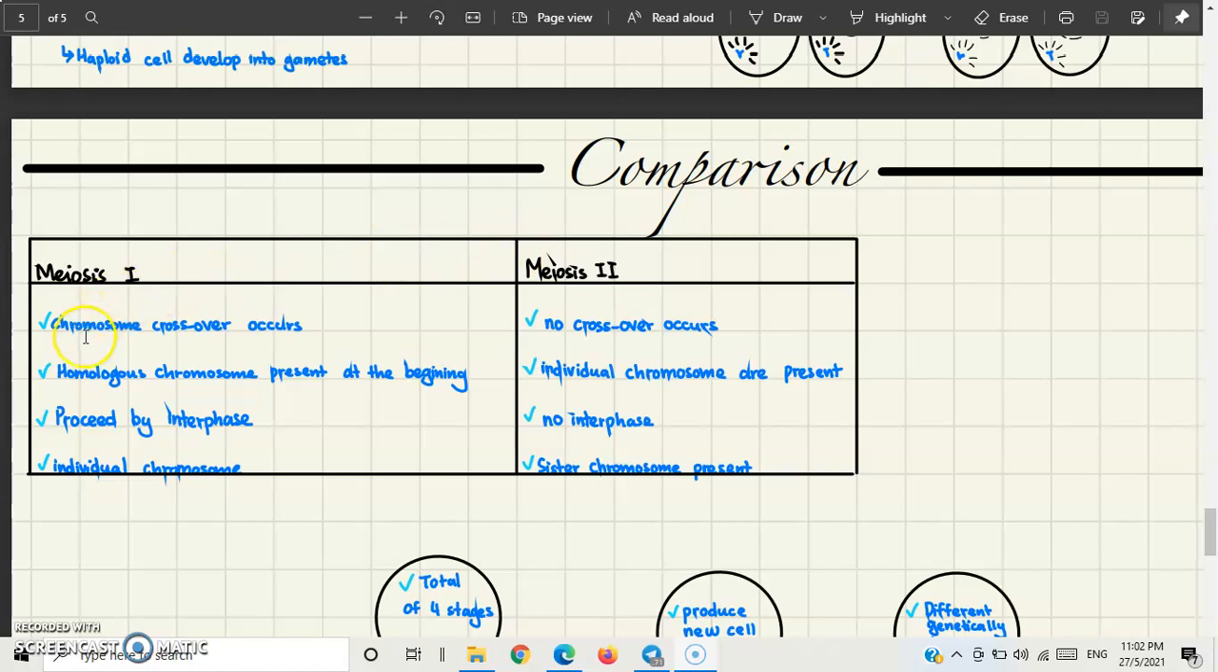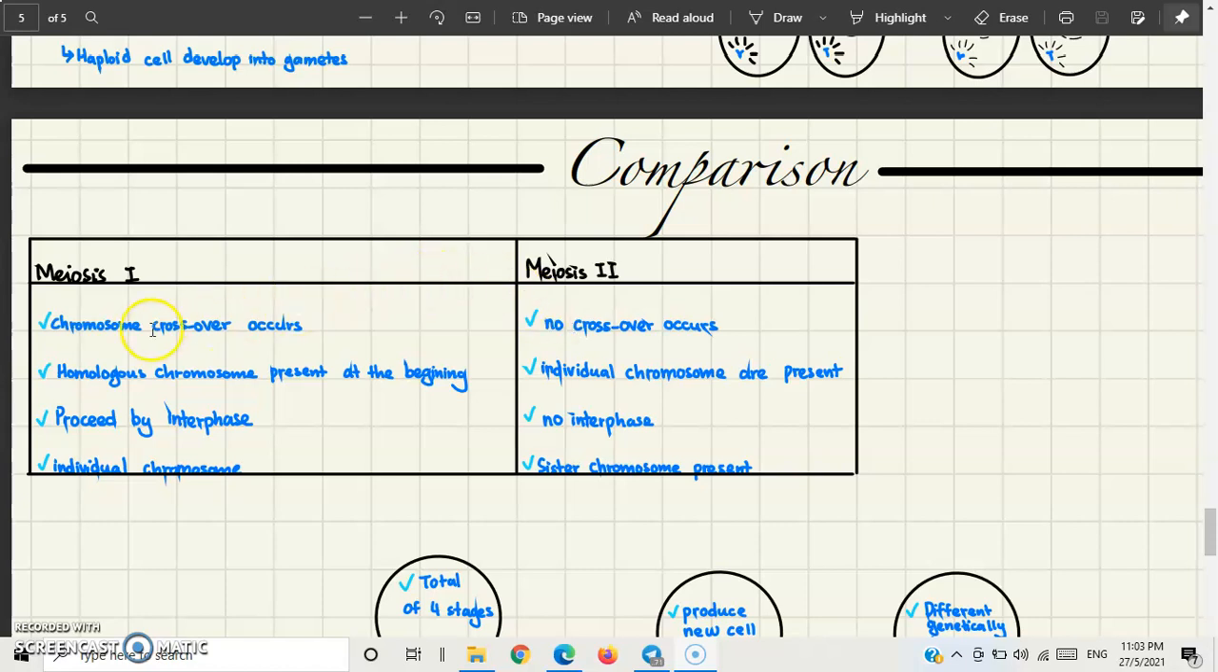Okay, first, in meiosis 1, chromosome crossover occurs. Or in other words, crossing over occurs in meiosis 1. Do you still remember in which phase? Yeah, it is in prophase 1. In meiosis 2, no crossing over occurs. Do you still remember what a crossing over is? Crossing over is a process of exchange of material between the non-sister chromatids. So it will cause variation.